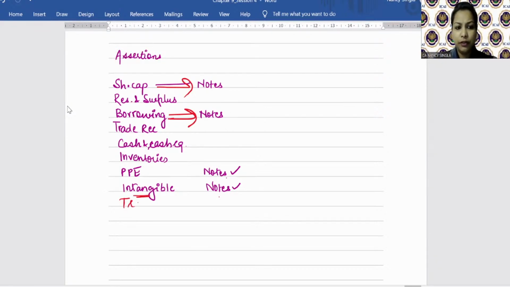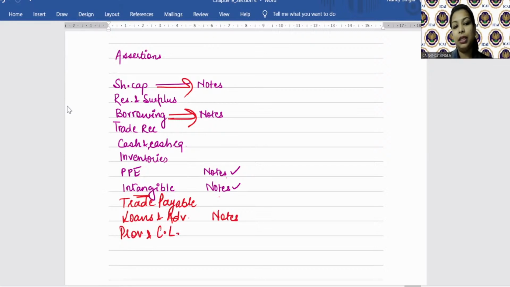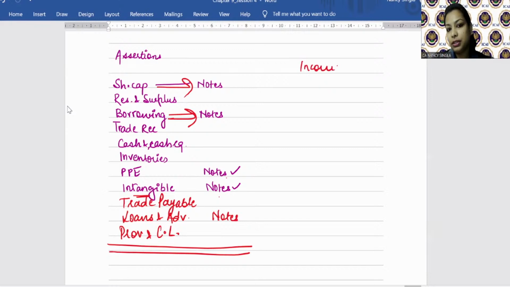After intangibles, today we'll be doing what? Trade payables. Then loans and advances. There is a note related to loans and advances also. And then if time permits, provisions and contingent liability. After completing all these, our balance sheet captions will be completed. Thereafter, we will move to what? The income statement captions. Income and expense statement captions, the revenue items.